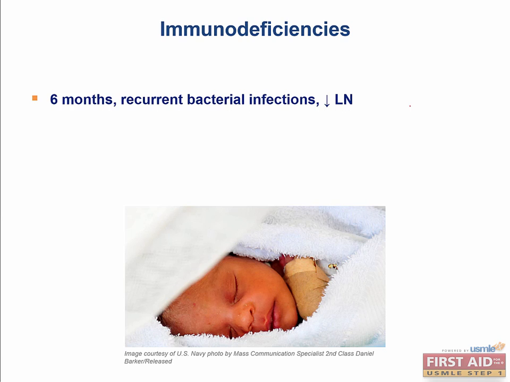All right, first case. We have a 6-month-old infant with recurrent bacterial infections. When we do imaging studies, we see no lymph nodes present. It's very interesting. On all laboratory studies, we see a normal pro-B cell count, but more mature B cells and all other cells are not present. What is the diagnosis?